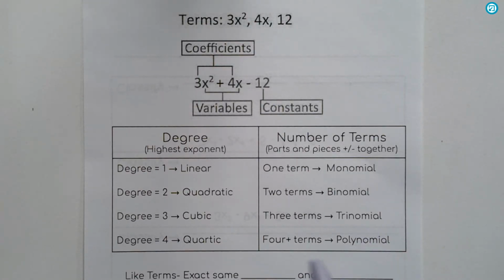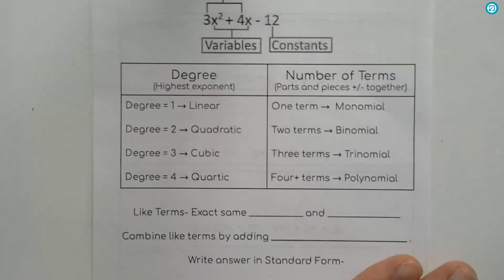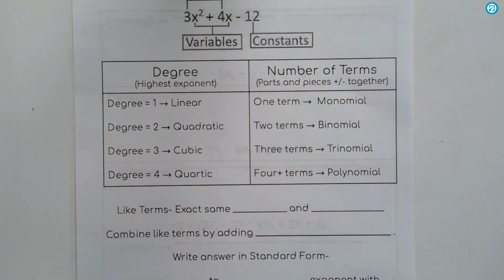And then 4 or more terms. Once you get to 4, we just say, oh my gosh, you got a lot of terms. So 4 or more terms is a polynomial. Poly means many, like polyester is many fibers. Polytheistic is a religion that believes in many gods. So poly means many.